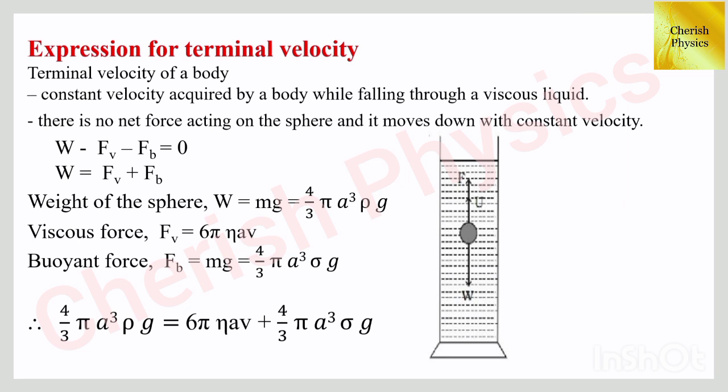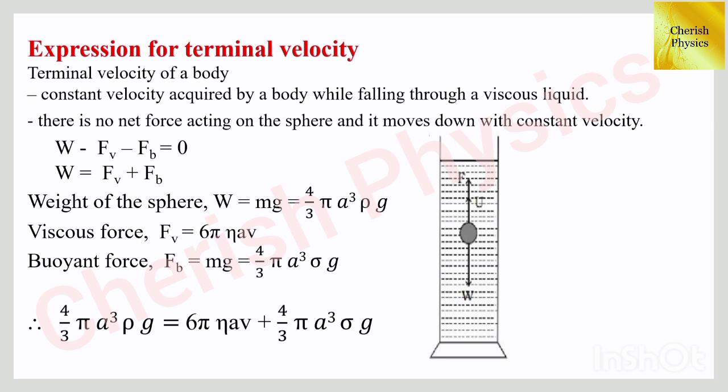When it attains a constant velocity, it means there is no net force acting on the spherical body. W is the weight of the sphere acting downwards, Fv is the viscous force, and Fb is the buoyant force, also acting upward, which is the upward thrust. At one stage, the weight of the sphere balances the upward forces. Hence, W equals Fv plus Fb, that is, viscous force plus buoyant force.